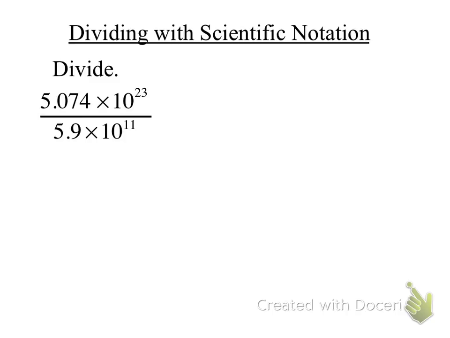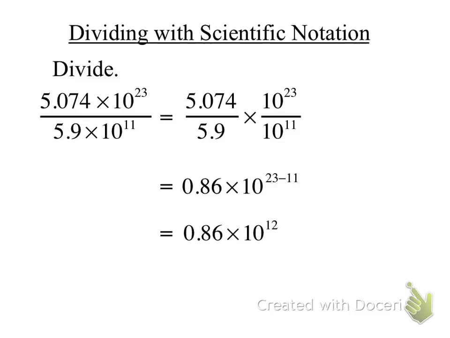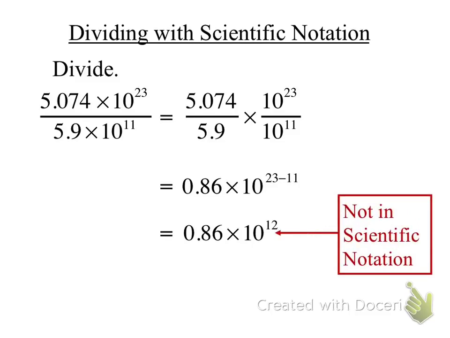Okay? Going to do the same thing. Divide the decimals together, divide the common powers together. We end up with 10 to the 12th power, but it's not in scientific notation, so we have to make the decimal bigger. So it's 8.6 times 10 to the 11th power. If that gets bigger, that gets smaller. Got it?